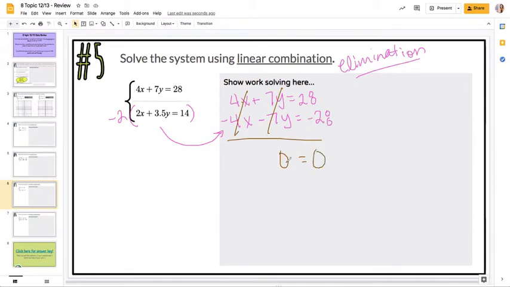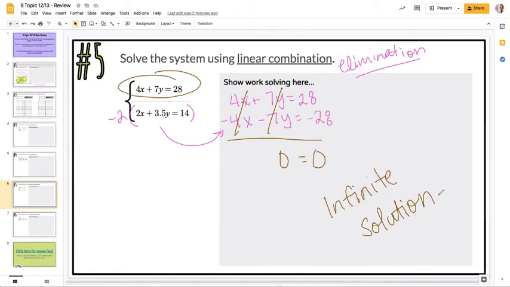So all of our variables canceled, but now we're left with two things that do equal each other, which means that this is infinite solutions. These are the exact same equation, just one of them has been multiplied by 2. So they look kind of different, but if we were to graph them, they'd be the same thing. All right, pause here if you want to take a look at that. One more to go.